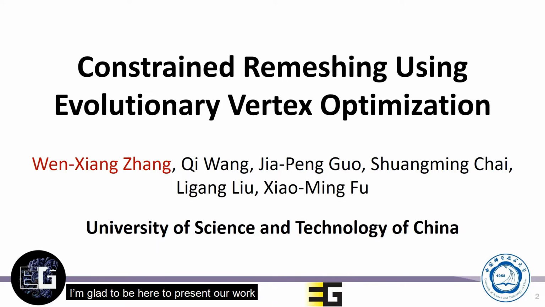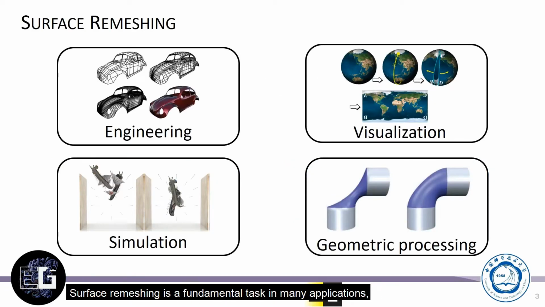I'm glad to be here to present our work, Constraint Remeshing using Evolutionary Vertex Optimization. Surface remeshing is a fundamental task in many applications, such as engineering, visualization, simulation, and geometric processing. Thus, it has been widely explored.